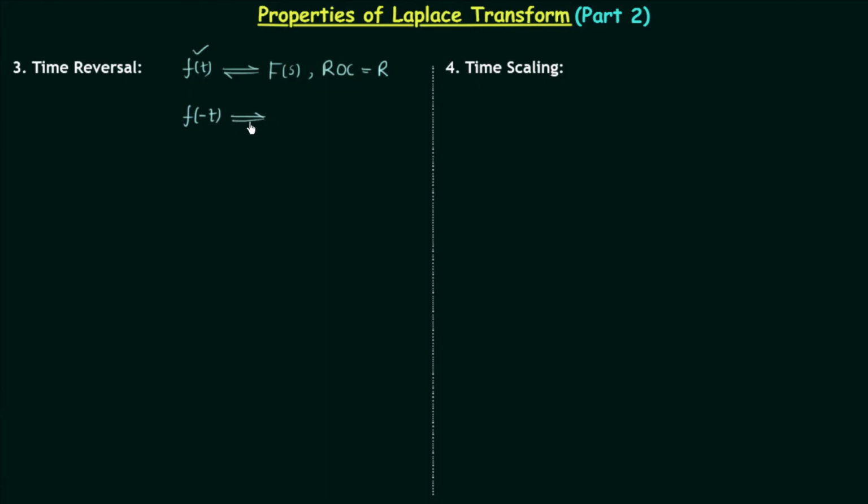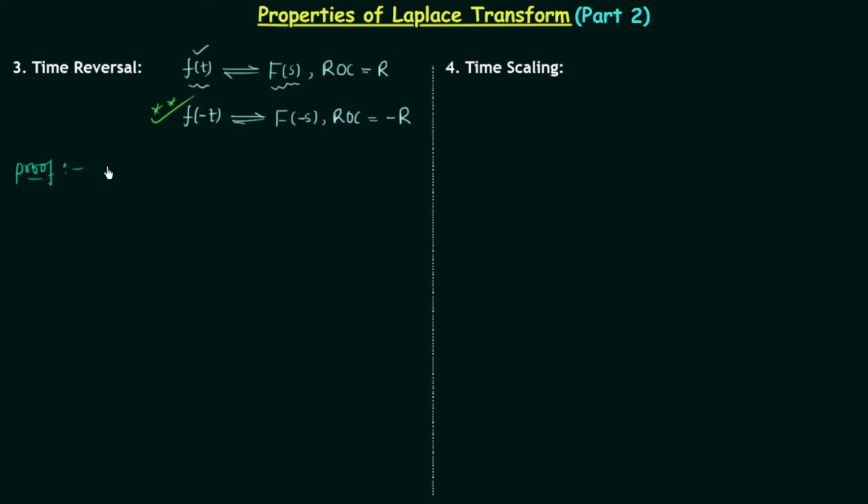And we know the Laplace transform is the unique property of a signal. Therefore, we will have a new Laplace transform. The old Laplace transform was F(s), and the new Laplace transform will be F(-s). The region of convergence will also change. It will become -R. So you can see, when you perform the time reversal operation on f(t), the reversal of Laplace transform will also take place, and the region of convergence will also reverse. So this is the time reversal property. Remember it, and now we will prove this property.